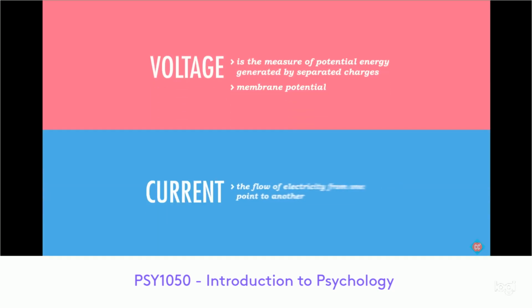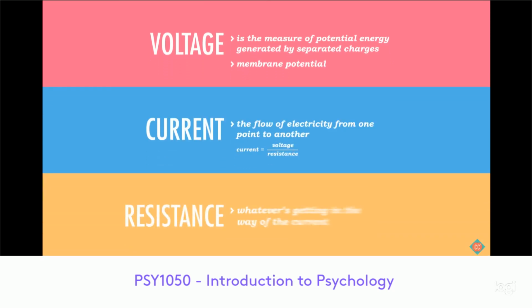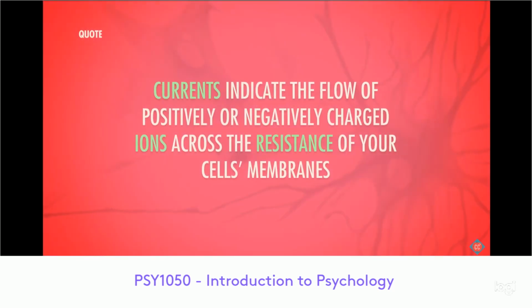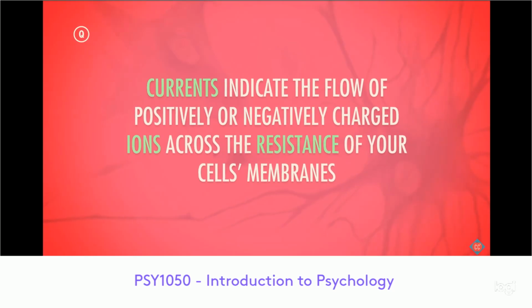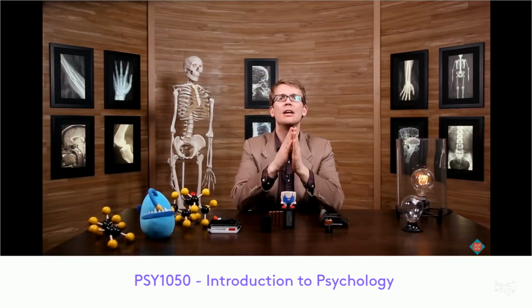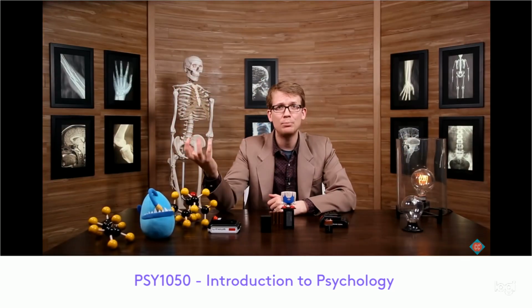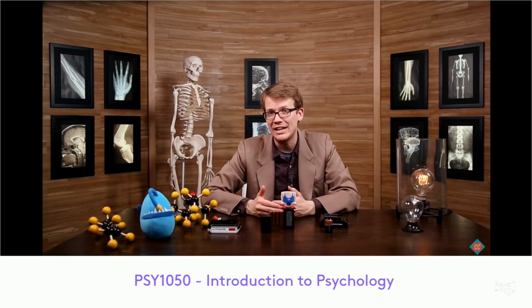And just like there's voltage in your body, there's also current, the flow of electricity from one point to another. The amount of charge in a current is related both to its voltage and its resistance. Resistance is just whatever's getting in the way of the current. Something with a high resistance is an insulator, like plastic, and something with a low resistance is a conductor, like metal. Now, when we talk about these concepts in terms of you, we're typically talking about how currents indicate the flow of positively or negatively charged ions across the resistance of your cell's membranes. And again, these membranes separate the charges, so they're what provide the potential to convert the electricity into something useful.